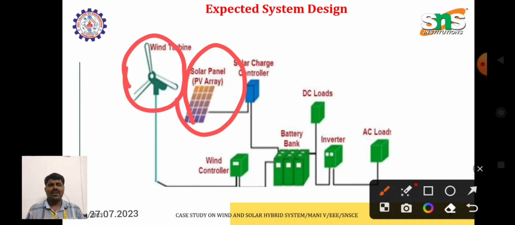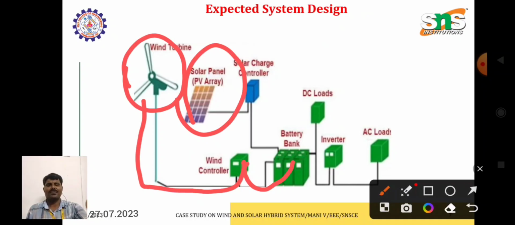The wind energy conversion system is used to convert the kinetic energy of air into AC electricity. The produced AC electricity is given to the wind controller, where we convert the AC into DC, which is fed into the battery in order to store the electrical energy in the form of DC. In the solar PV system, the solar irradiation is directly converted into DC electricity.